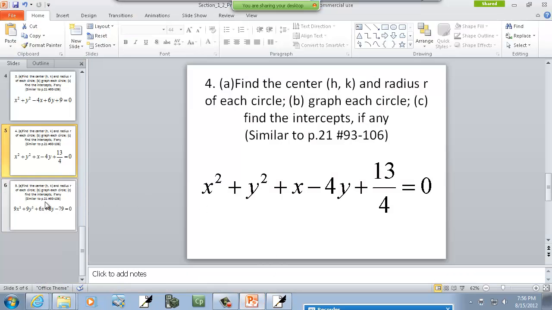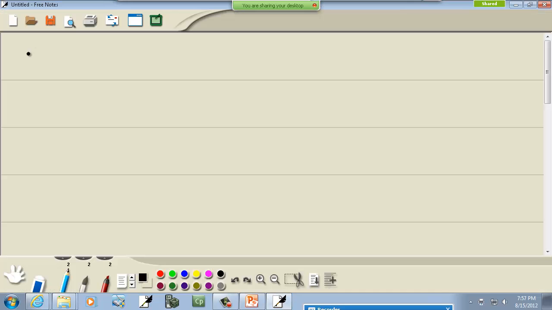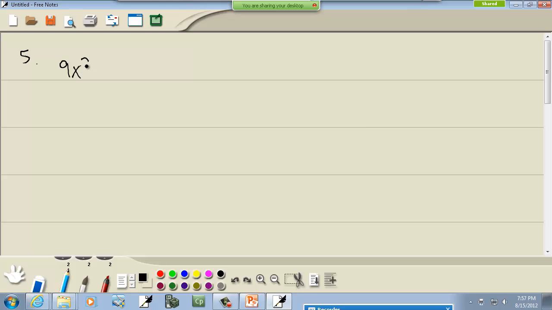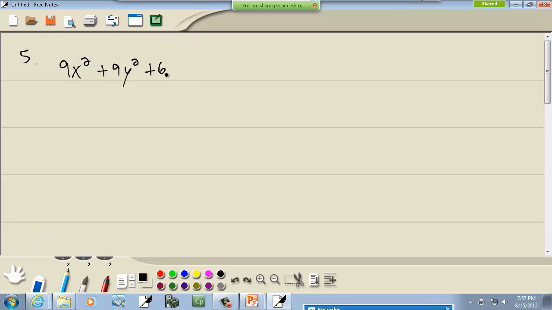And let's look at the last problem. This one has a special little trick to it. You have to remember it from college algebra. Got 9x² + 9y² + 6x + 6y − 79 = 0.